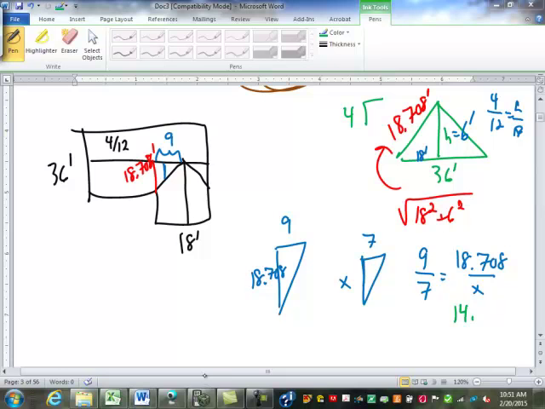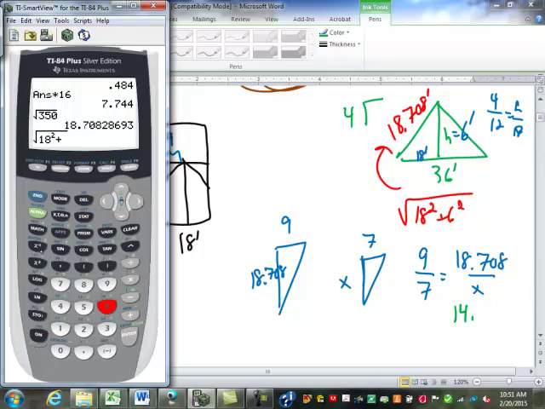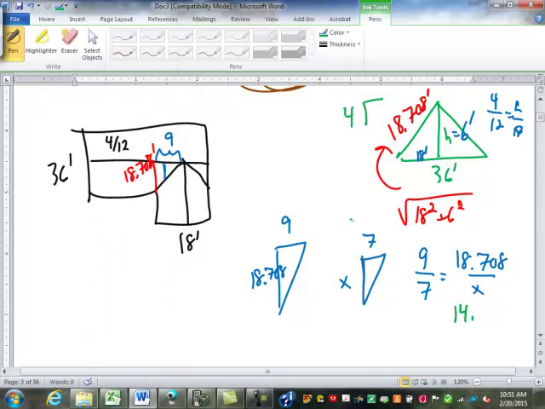Yeah, let me try this. The 18, let me try that. Let me redo it. I may have punched something in wrong. Ah, that's what you got, 18.974. Huh. That's what I get for trying to do things in my head. So 18.974.